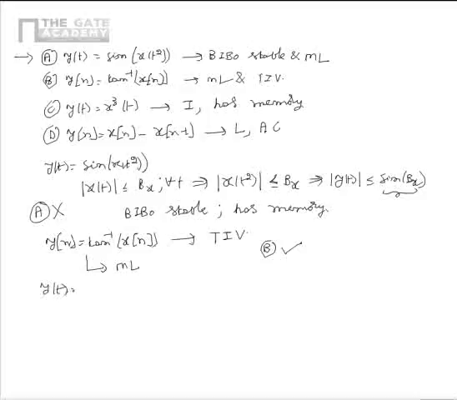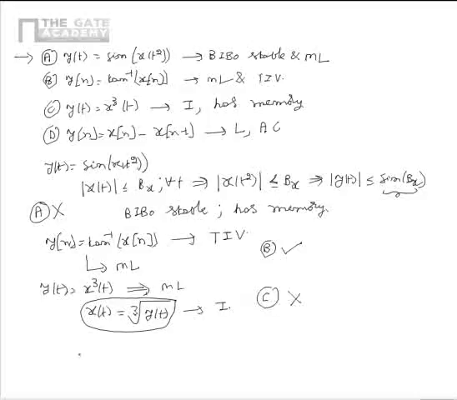Now let us consider the system y of t is equal to x cube of t. Here we see that the output at any instant depends on the input at that instant. So the system is memoryless. Also, we can see that the output obtained from the system can be recovered using another system, which is of IO relation x of t is equal to cube root of y of t. So we see that the system is invertible and x of t is equal to cube root of y of t is the inverse system of the given system. So the option C is not correct.